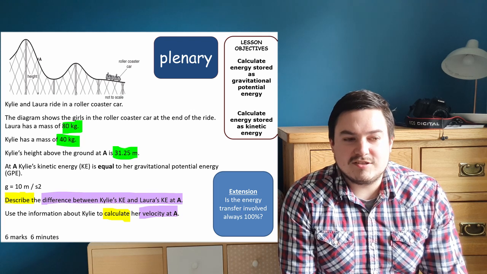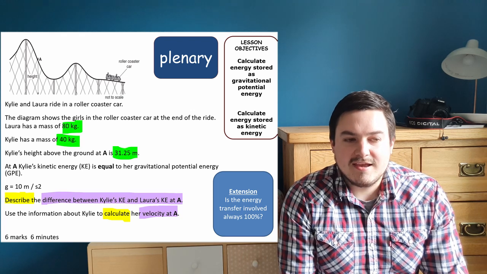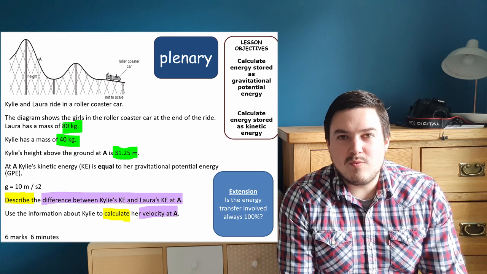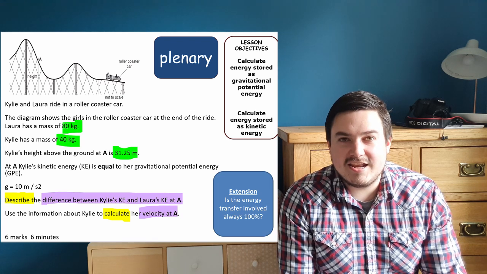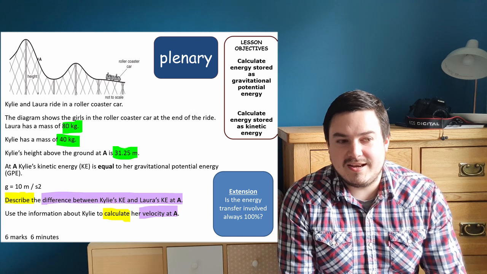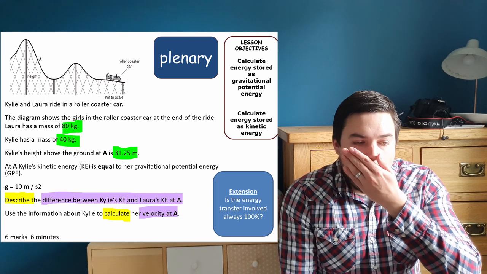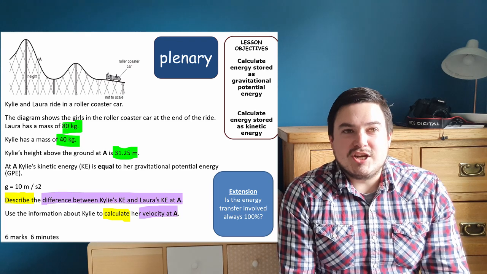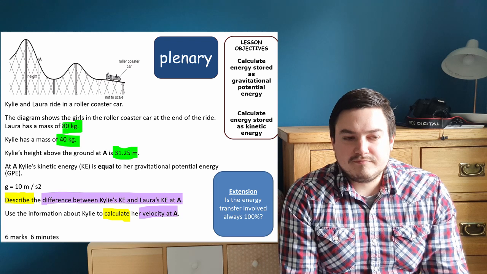The second thing to do is to then calculate Kylie's velocity at point A. To work out her velocity, we know we need to know her mass, which we've been given, and we need to know her kinetic energy, which we've already said we can calculate. So we need to make sure we then calculate her velocity at A and give an answer, making sure we write out the formula we're using as we do those things as well.